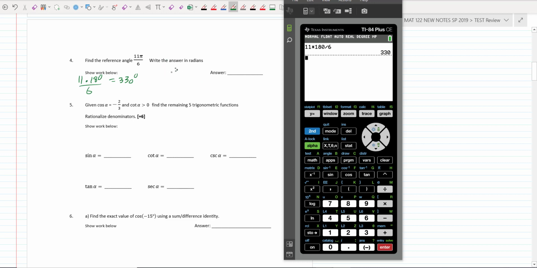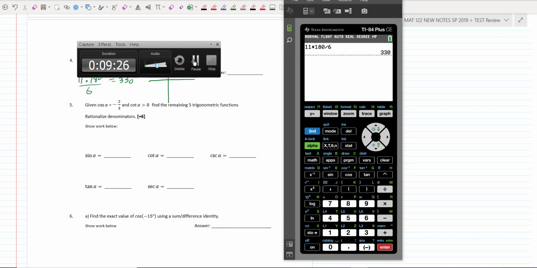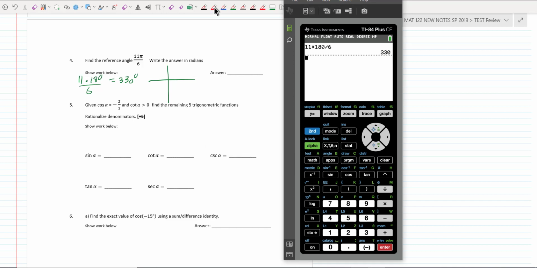Okay, and then what you're doing with a reference angle, you do want to put this in radians, though. So if you were to go through and graph this 330 degree angle, your angle is in quadrant 4, but remember a reference angle is always drawn to the x-axis. So you would be doing 360 minus 330 degrees, so you would get a 30 degree reference angle left over.